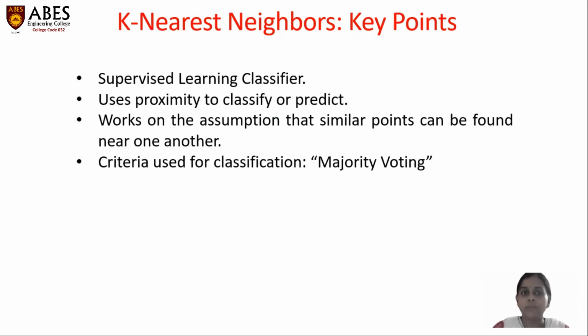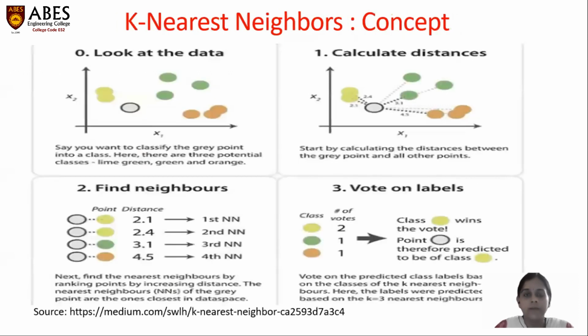It uses proximity, that is nearness, to classify or predict a new data point in a particular class. It works on the assumption that similar points can be found near one another. The next important point is the criteria used in this algorithm for classification, and it is majority voting. Let us understand what we mean by majority voting.